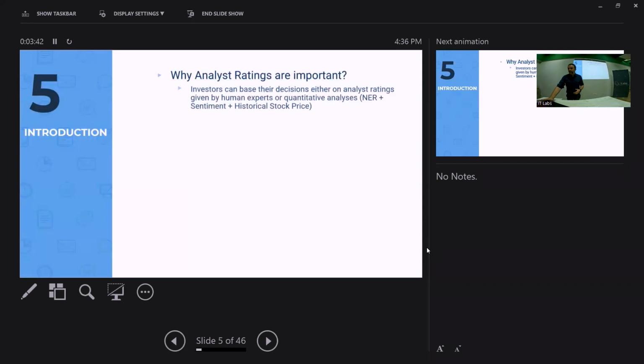So why are analyst ratings important? Here we have human experts who have all the data, who have all the knowledge in the financial world, and they give a certain rating. Of course, this is not the only approach. This is a more qualitative approach. We have also the quantitative approach, where we can use historical stock price. We can use the news for a given stock. Actually, first we have to find the stock for which we are speaking, like with the named entity recognition, the abbreviation there. So we can mix this up and have a quantitative analysis.